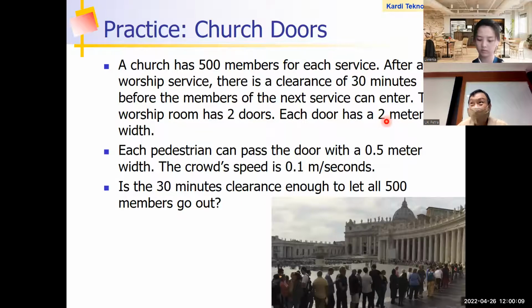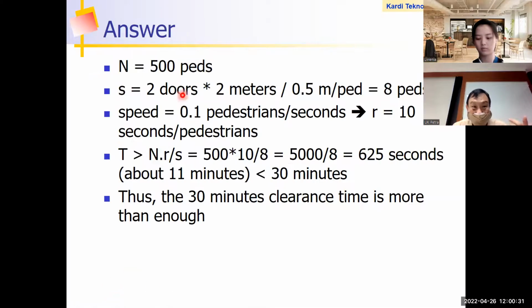Okay, in the pedestrian example, the server is the door width. Each pedestrian can pass through the door with 0.5 meter width. The crowd speed is 0.1 meter per second. So the question is, is 30 minutes enough or not? Again, N is 500.